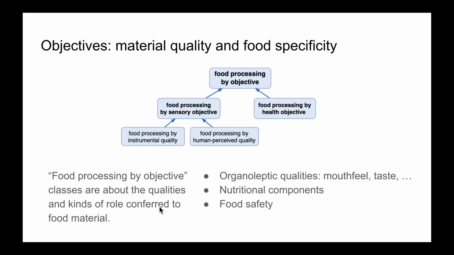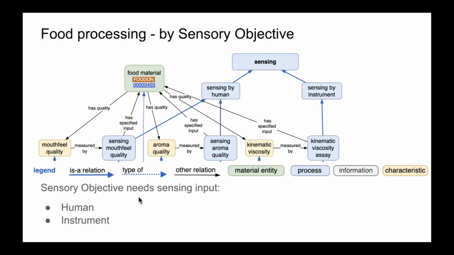And this food processing by objective can also involve other goals, such as nutritional component addition, or taking some chemicals away out of the food, and food safety. So here's a closer look at the sensory objective. You can see a food material has some quality, some mouthfeel quality, and then some assay to determine the mouthfeel quality. This can be a sensing by human. And then you got other things such as kinematic viscosity assay, sensing a kinematic viscosity characteristic or quality of a food material.